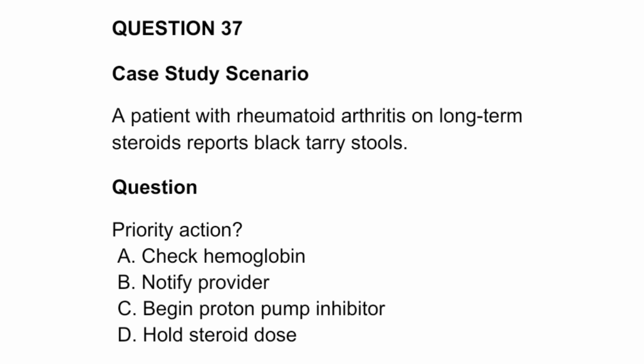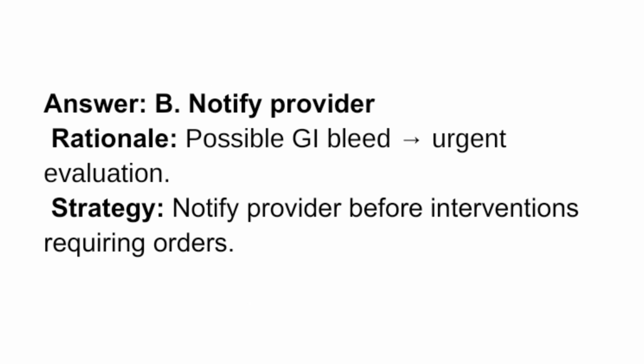Question 37. Case study scenario. A patient with rheumatoid arthritis on long-term steroids reports black tarry stools. Question: priority action. A. Check hemoglobin. B. Notify provider. C. Begin proton pump inhibitor. D. Hold steroid dose. Answer: B. Notify provider. Rationale: possible GI bleed, urgent evaluation. Strategy: notify provider before interventions requiring orders.